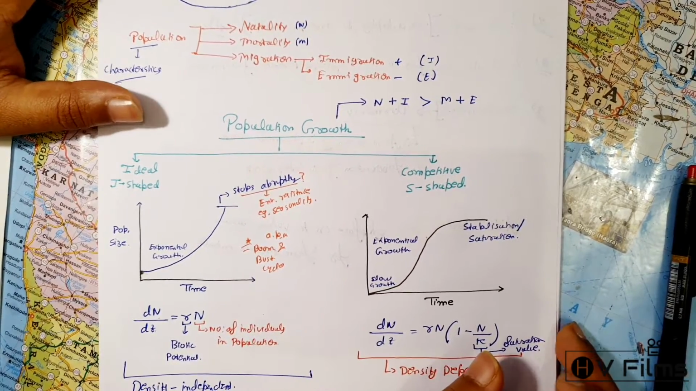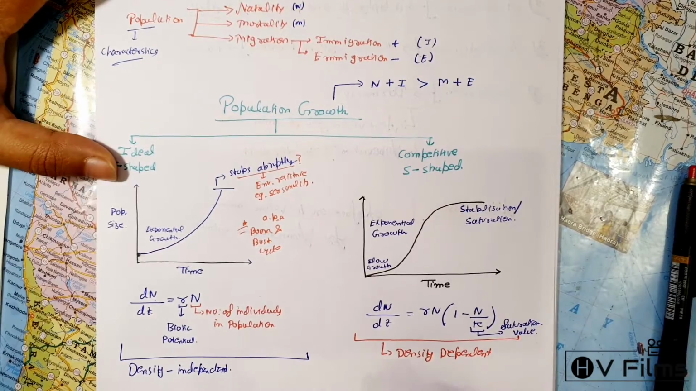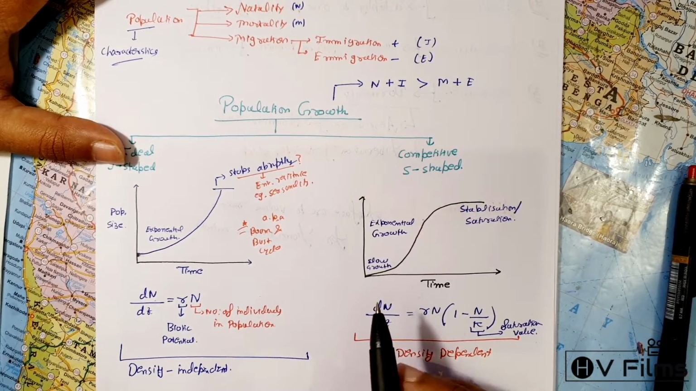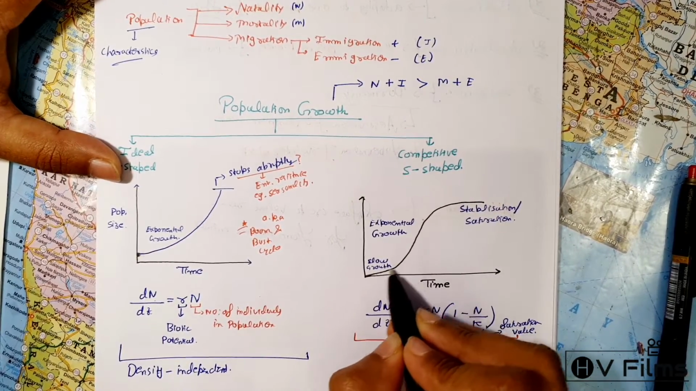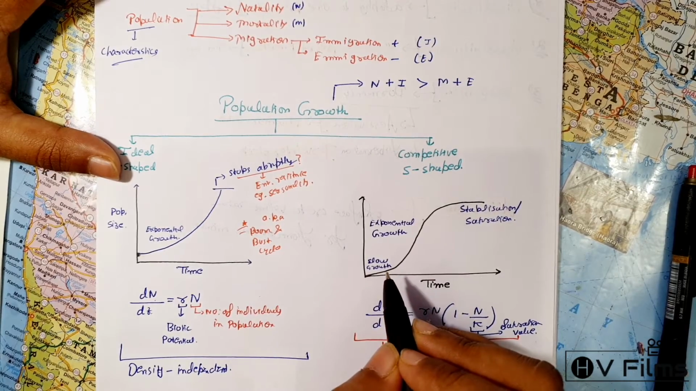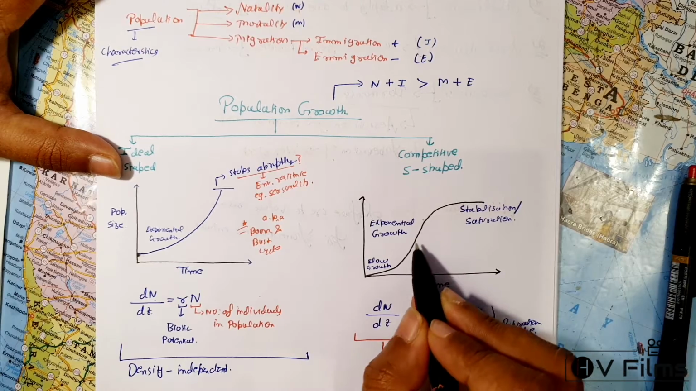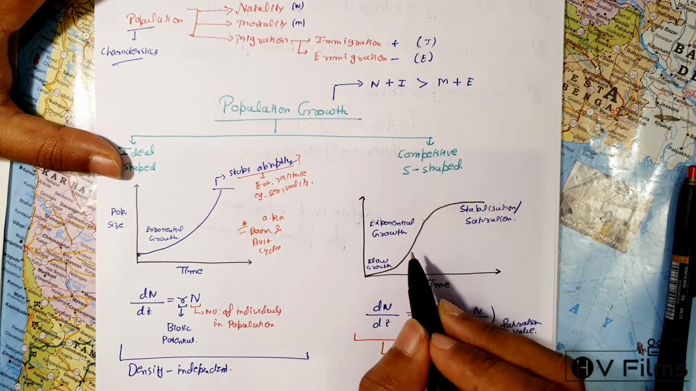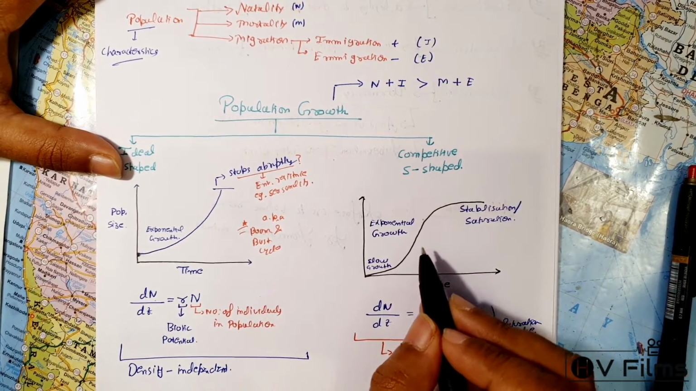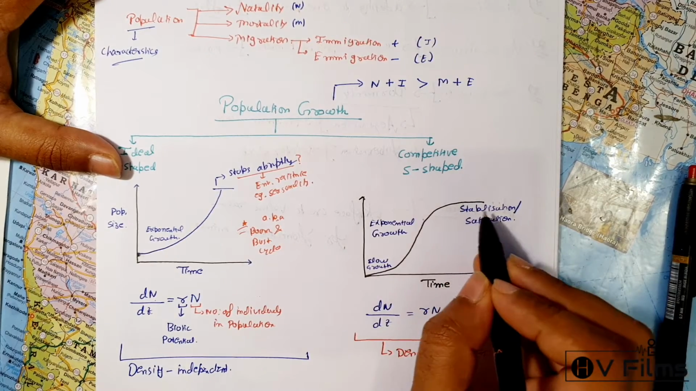The second graph is basically the S-shaped graph. Now in this S-shaped graph, it's basically what we call a sigmoid growth curve. It is a pattern of growth in which, in a new environment, the population density of an organism increases slowly. Here the slow growth is shown.